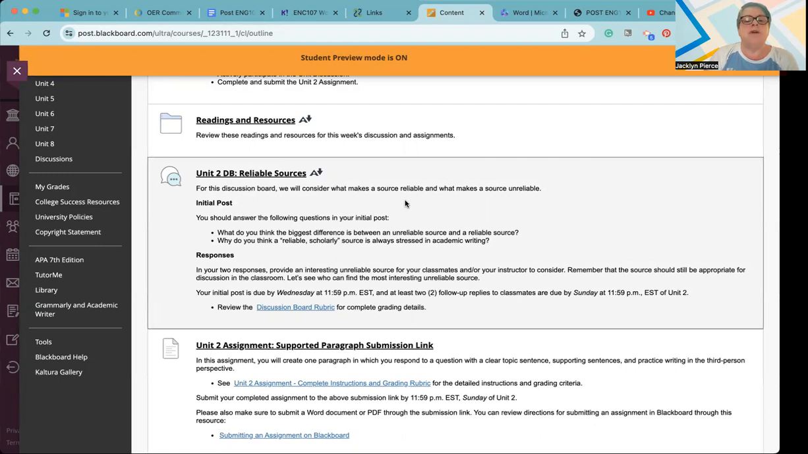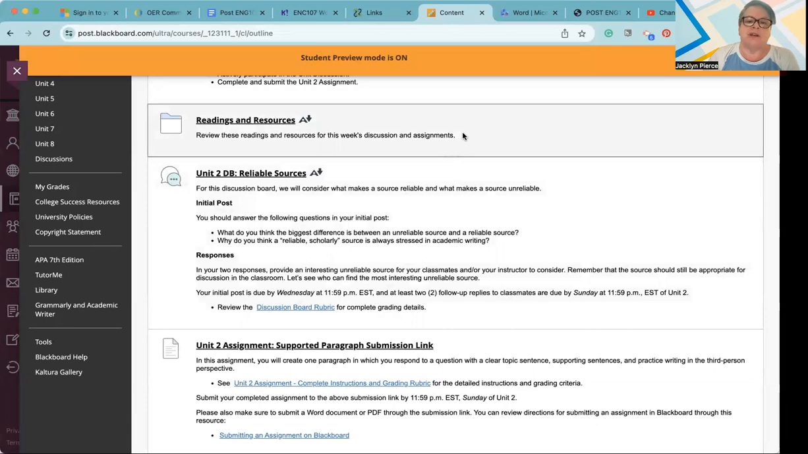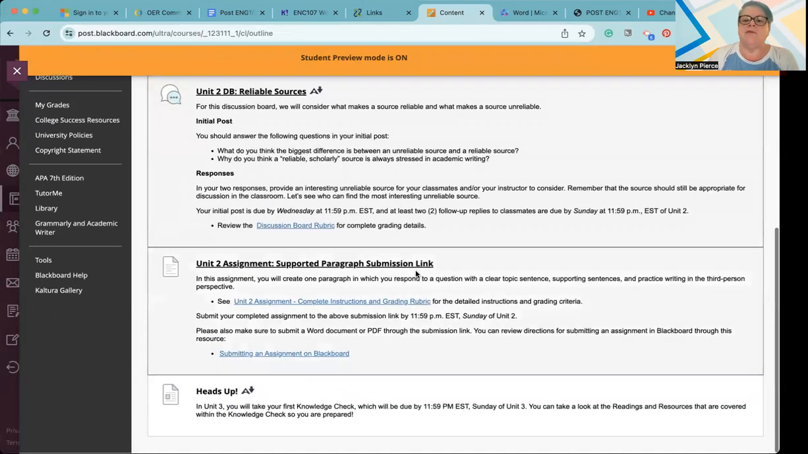So then when you respond to others, provide an unreliable source for your classmates or me to consider, and remember that this source should still be appropriate for discussion in the classroom. So when you're posting to others, you want to write at least 3 to 5 sentences. You also want to include, in this case, a source that you think might be questionable, which can be kind of fun.